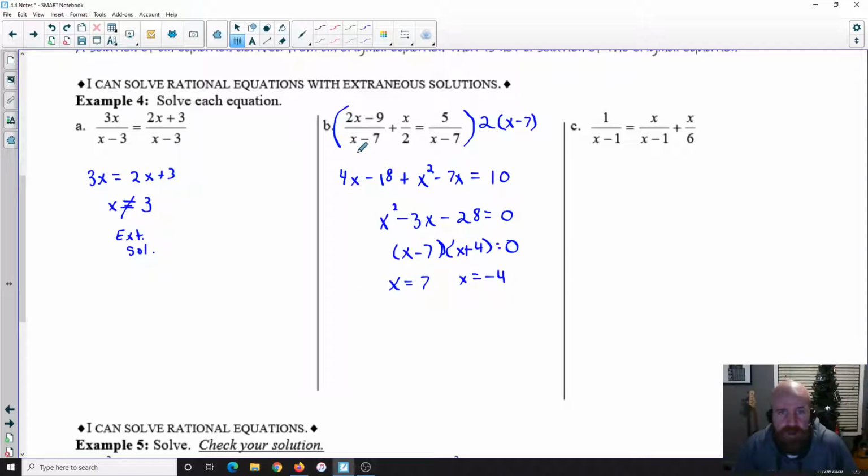If we plug 7 back in, we notice that we get a 0 in the denominator, so this one cannot work. So we're going to put a dash through it. X cannot equal 7. Plug negative 4 in, it ends up working out. So box in that solution. So 7 is extraneous, negative 4 is our solution.